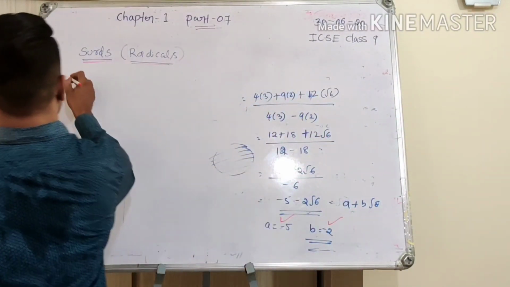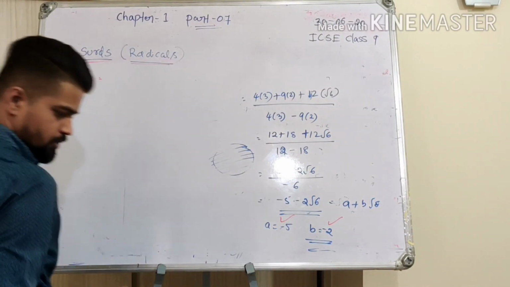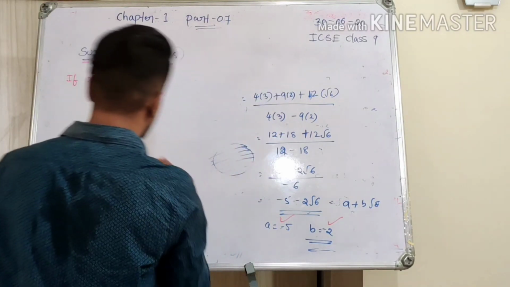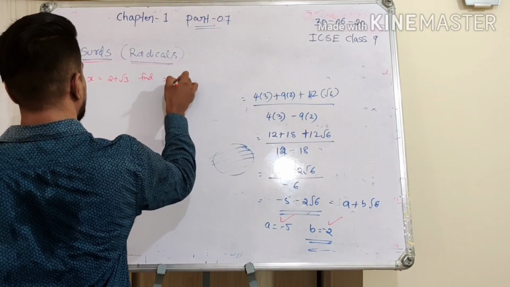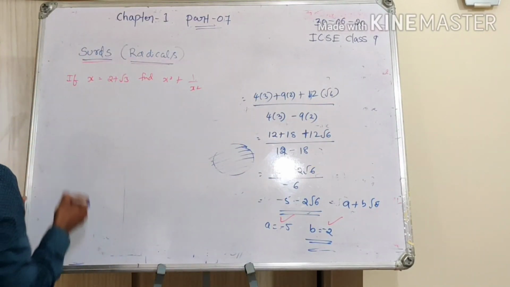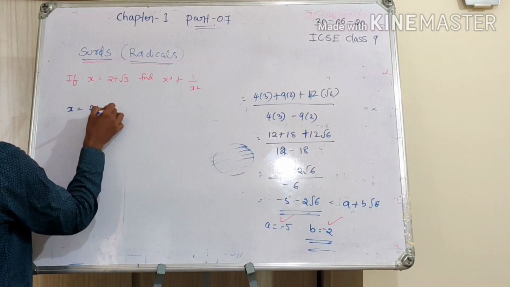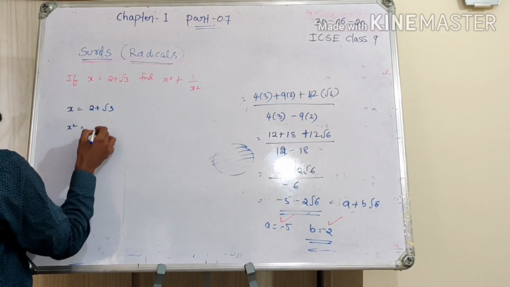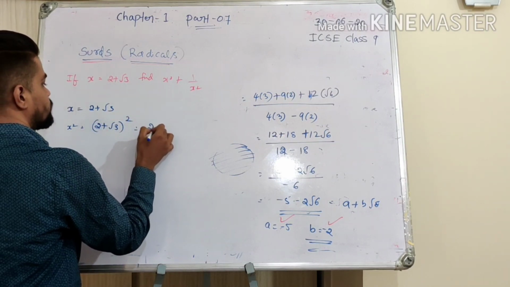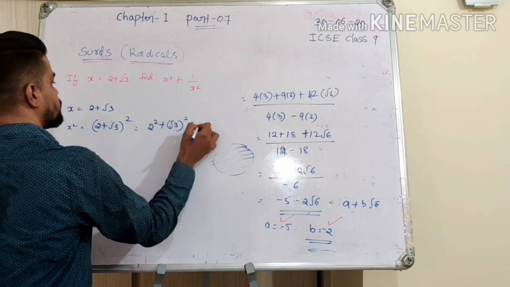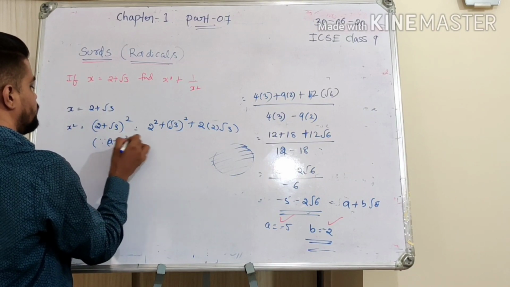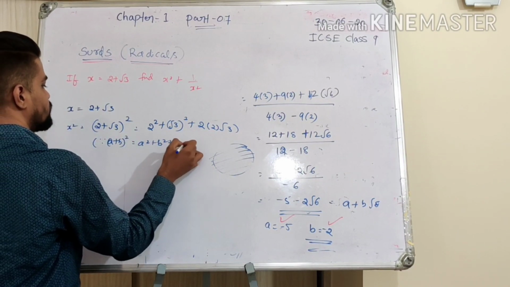So next question is, if x is equal to 2 plus root 3, then find the value of x square plus 1 by x square. Okay, so let us find x square first. Given x is equal to 2 plus root 3, so x square is equal to 2 plus root 3 whole square, which we end up with 2 square plus root 3 square plus 2 into 2 into root 3. So which formula? a plus b whole square formula, a square plus b square plus 2ab.